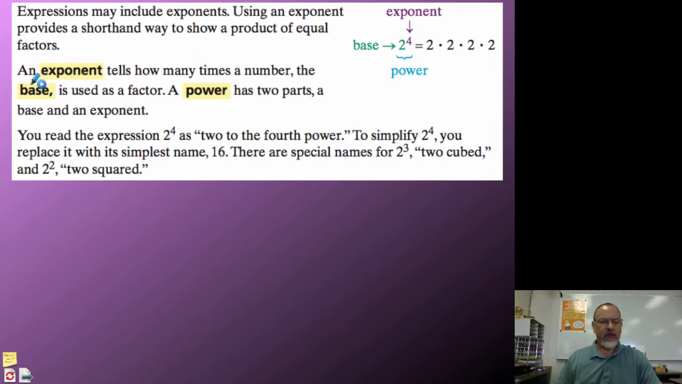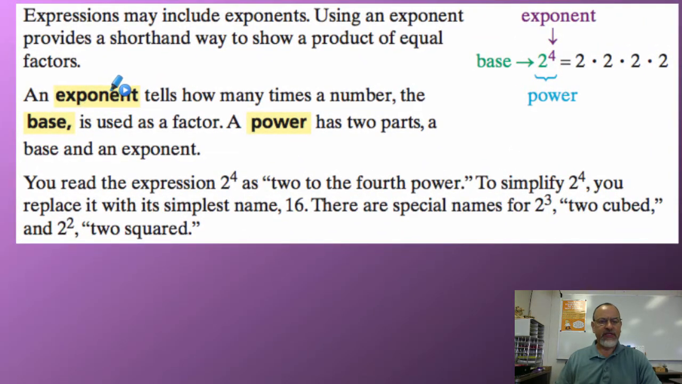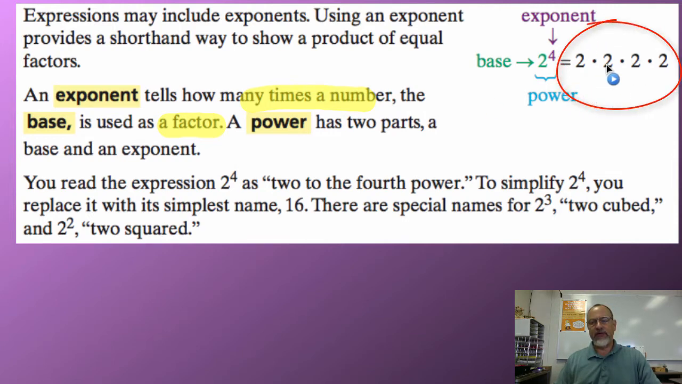Let's look at an exponent first, these words that are in yellow here. An exponent tells us how many times a number is used as a factor, okay? And remember, a factor is just a number that's being multiplied by other numbers. So an exponent tells us how many times a particular number is being used as a factor. If we look up here at this example, we notice that 2 is being used as a factor over and over again. Well, how many times is it being used? How many times is it being multiplied by itself? It's being multiplied by itself 4 times.